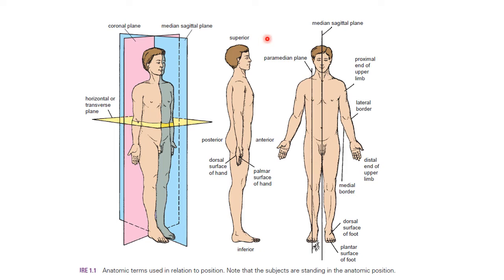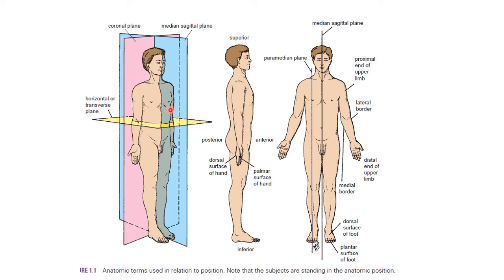So the plane that is passing through the body longitudinally and dividing the body into anterior part and the posterior part, this plane will be known as the coronal plane. Next we have a transverse plane or the horizontal plane.